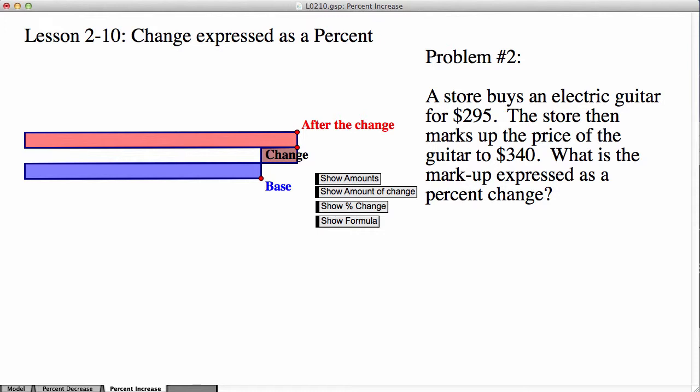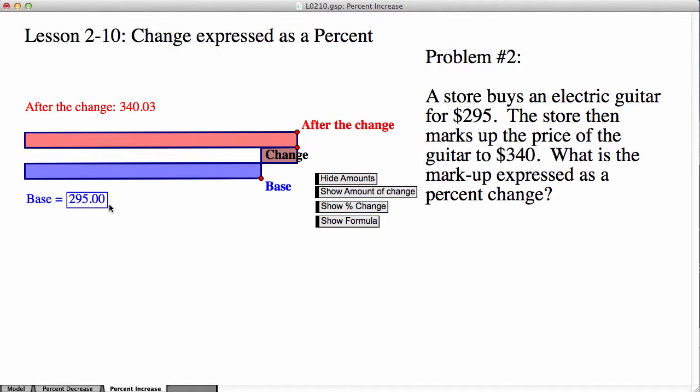In problem number 2, we look at change as a percent when the change is a positive change. So in this case, a store buys an electric guitar for $295 and then marks the price up to $340. We want to know what the markup is expressed as a percent change. Well, here's the change. We can see that it's a positive change, and let's show the amounts.